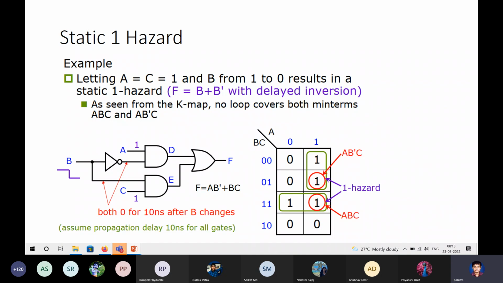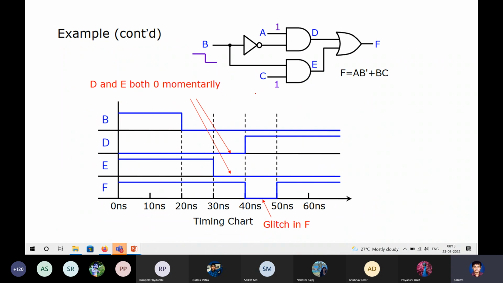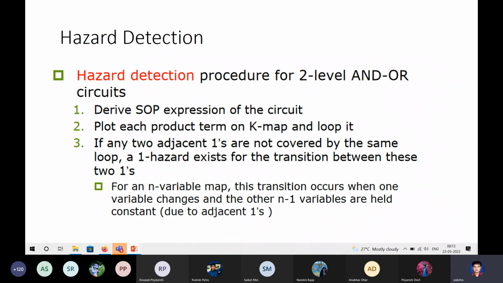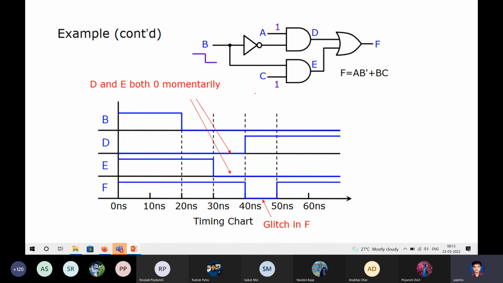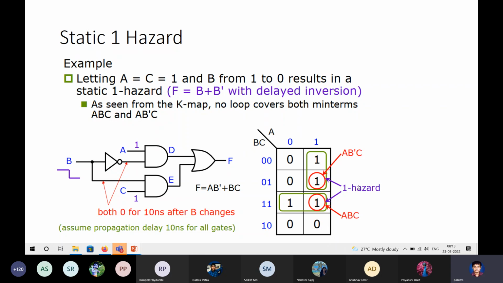And of course, in order to have a static 1 glitch, you have to move from one 1 cell to another 1 cell. So it is very easy to detect whether this type of hazard is there or not. So how to detect? You look at all possible one-to-one transitions. So this is a one-to-one transition. This is a one-to-one transition. This is a one-to-one transition.